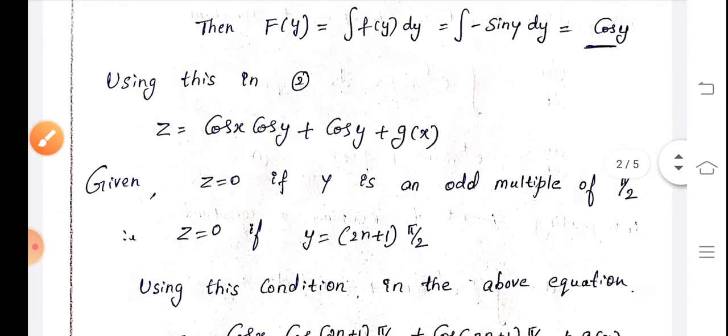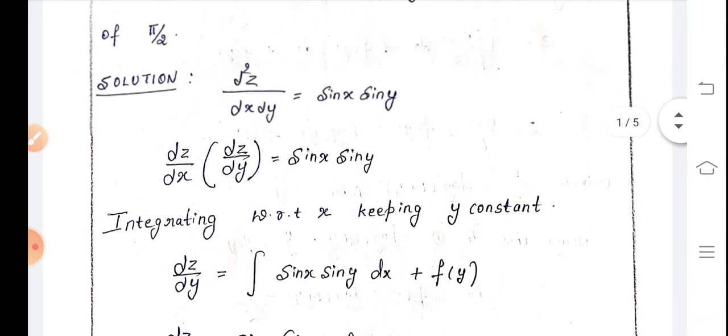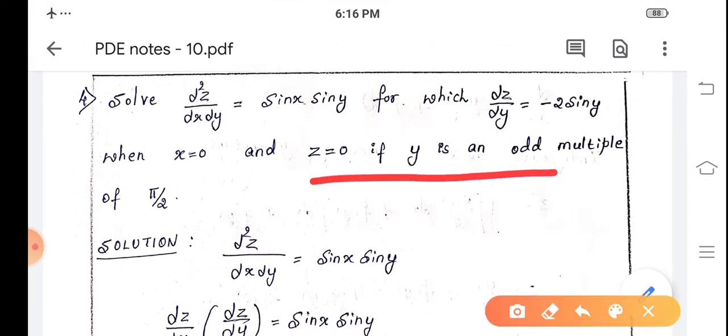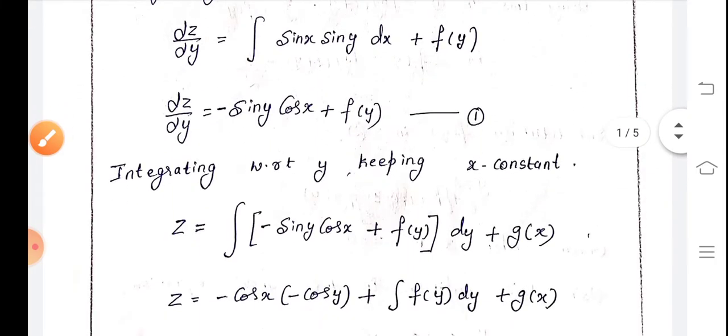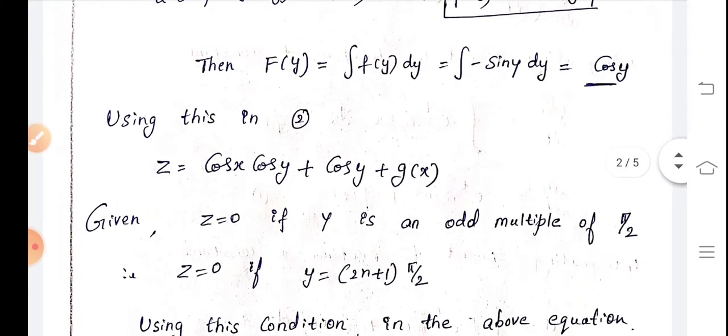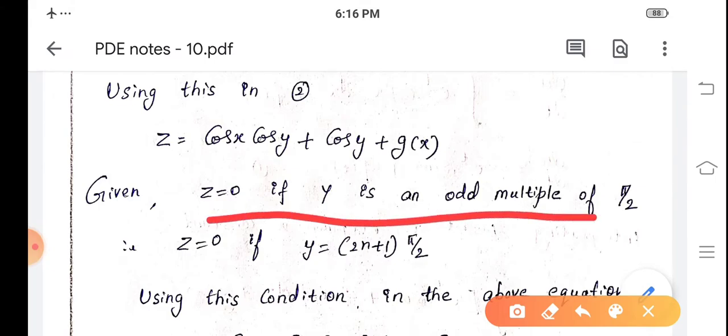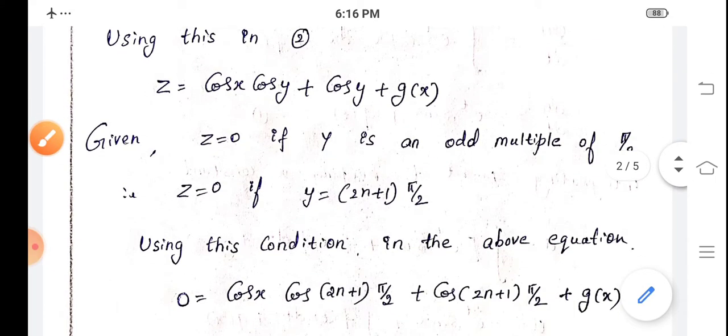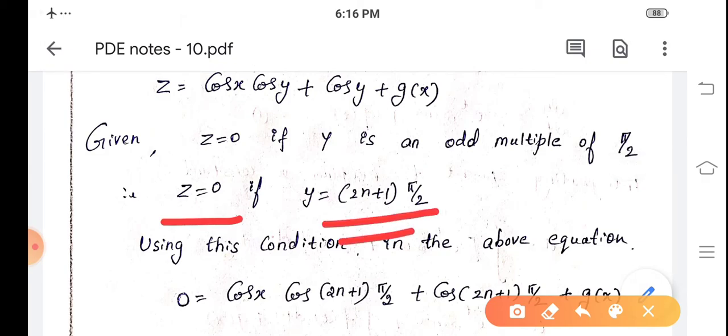Now we have one more condition, that is z = 0 if y is an odd multiple of π/2. We write the second condition, that is z = 0 if y is an odd multiple of π/2. That means z is 0 if y = (2n+1)π/2. For an odd multiple of π/2, we take y = (2n+1)π/2 because 2n is an even number, and 2n+1 gives an odd number. So (2n+1)π/2 is an odd multiple of π/2.